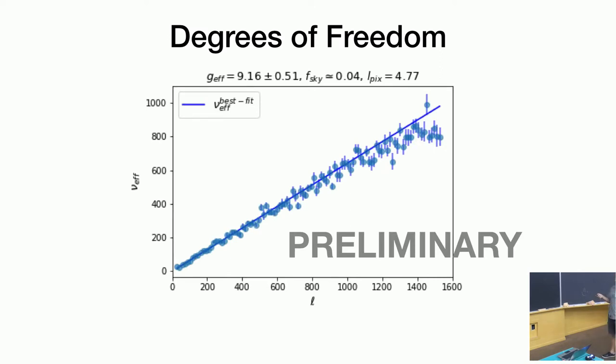Here we can see a plot of our estimation of this G effective. On the x-axis we have the multipole. On the y-axis, the number of degrees of freedom of each multipole, evaluated by fitting the gamma distribution to the distribution of C_Ls, for a sky that is only 4% visible, with an L pixel equal to 4. And we see that G effective follows a straight line until more or less 1500, when it starts to damp. This is probably an effect of the pixelization of Ilpix.